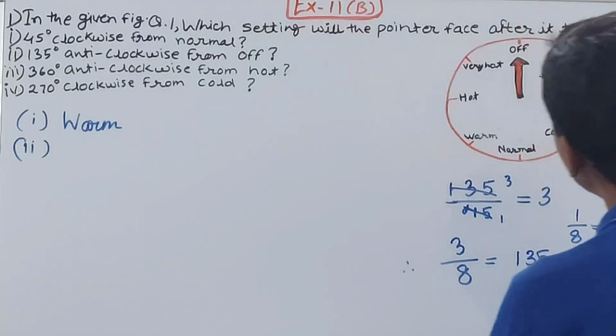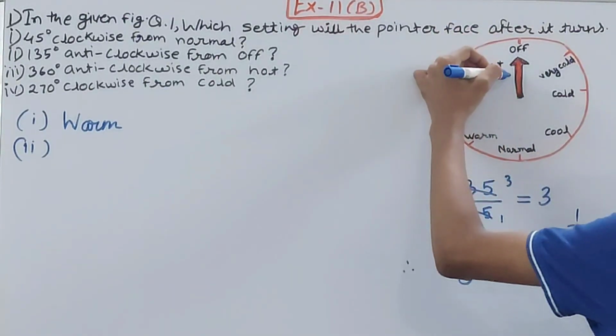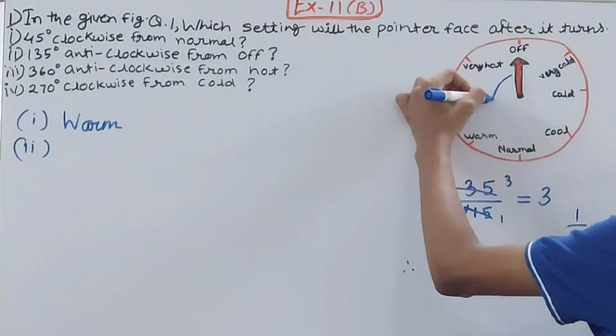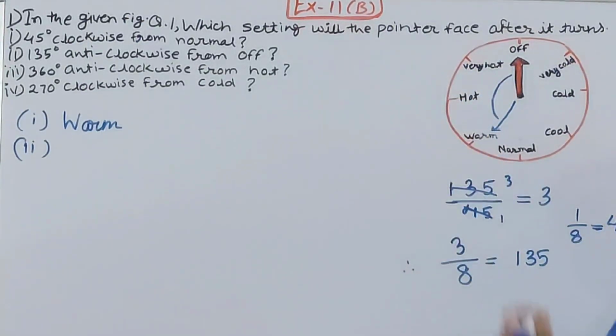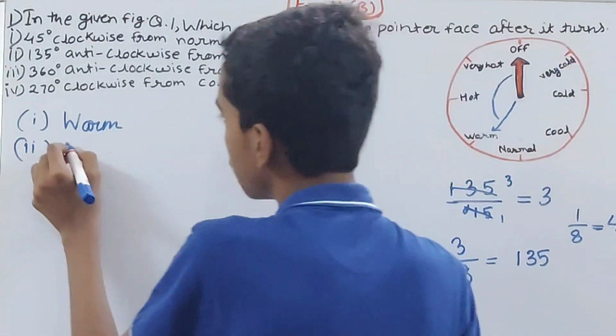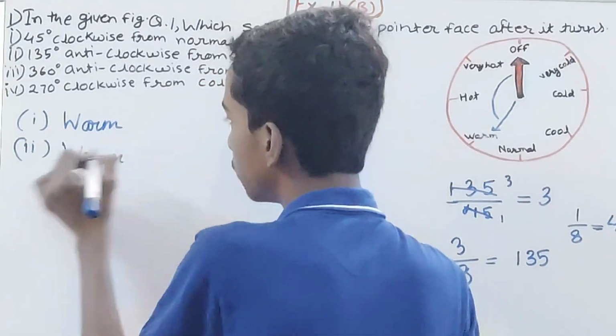See here, this is the first part, the second part and the third part. So where does my pointer come again? It comes at warm, same as the previous one. So here also my answer becomes warm.